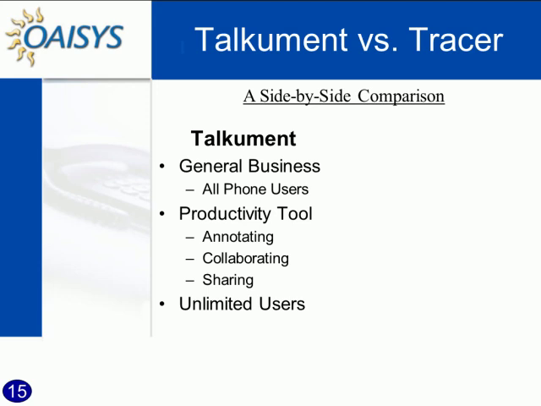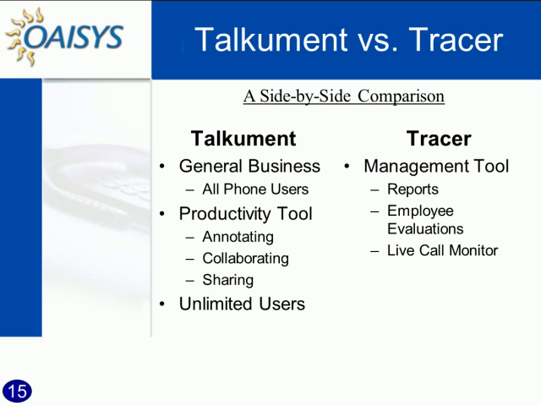There is a next tier, though, to our call recording software, and that's called our Tracer software. We refer to Tracer around here as Talkument's big brother. It gives you all the same functionality that the Talkument software provides, but also adds a great deal more functionality for your managers and supervisors that make it a true management tool. Included among those things, you get the ability to run reports, so I can get statistics, graphs, charts, summative information about my system, and I can see how things are happening inside of an organization.